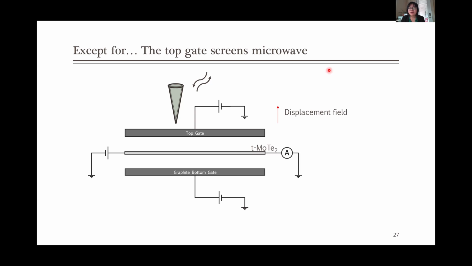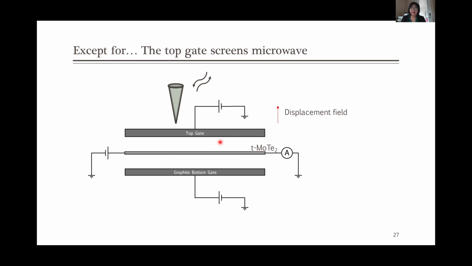But there's one more thing that we needed to figure out, which is that this sample is dual gated. You have a top metal gate and a graphite bottom gate, and both gates tune the doping and also the displacement field inside the sample, or to say how imbalanced the charges are on the top layer and the bottom layer. Upon tuning that, we have access to the full phase space of this twisted material. But on the other hand, the top gate would screen microwaves, because the top gate is metallic and metals screen microwaves.